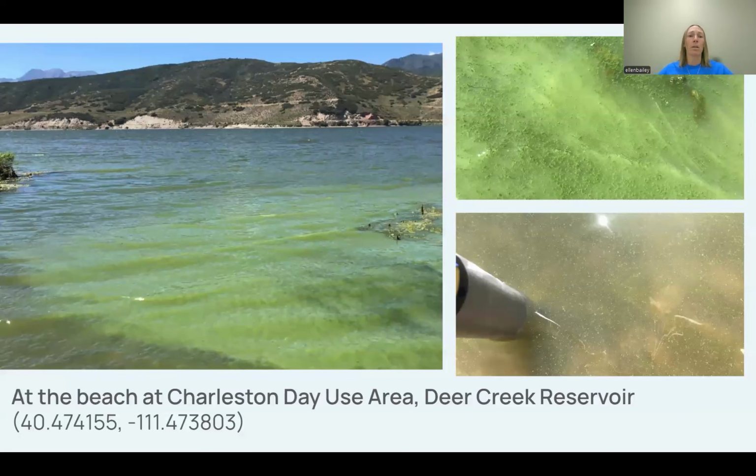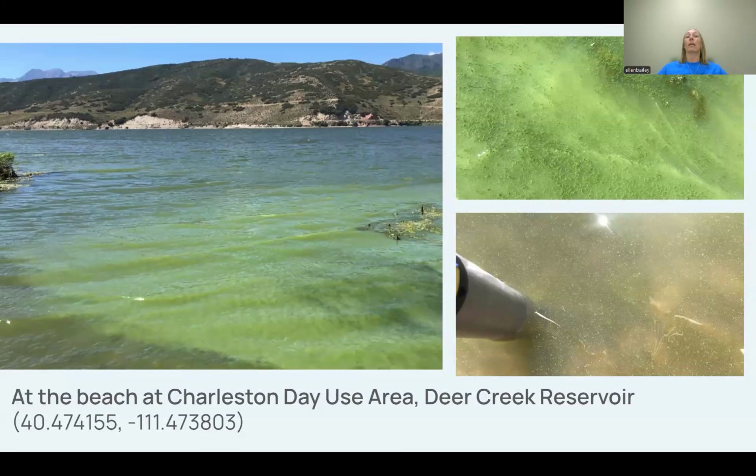Here's an example from a report from Charleston Day Use Area at Deer Creek Reservoir. And it looks like a pretty good bloom there. Here, there's a picture showing a landscape view.